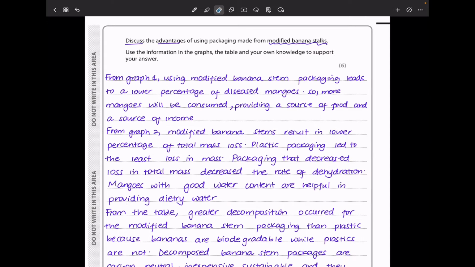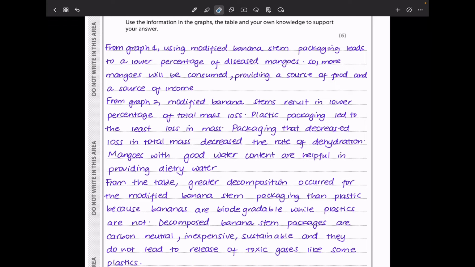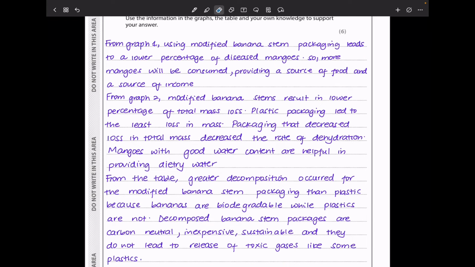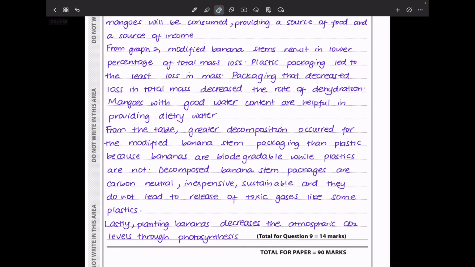So I say it from graph 1, using modified banana stem packaging leads to a lower percentage of diseased mangoes, so more mangoes will be consumed, providing a source of food and a source of income. From graph 2, modified banana stems result in lower percentage of total mass loss. Plastic packaging led to the least loss in mass. Packaging that decreased loss in total mass decreased the rate of dehydration. So mangoes with good water content are helpful in providing dietary water. From the table, greater decomposition occurred for the modified banana stem packaging than plastic because bananas are biodegradable while plastics are not.